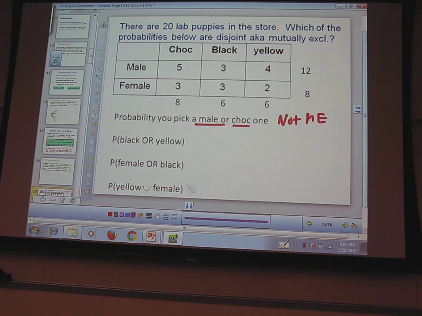How about black or yellow? Mutually exclusive. Can you be a black lab and a yellow lab at the same time? No. So then these are mutually exclusive, because you cannot be them both simultaneously. Okay, with your neighbors, 30 seconds, find the last two.